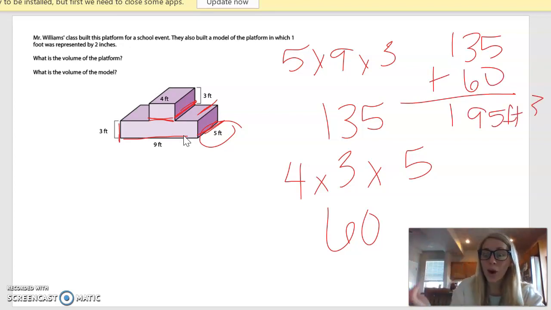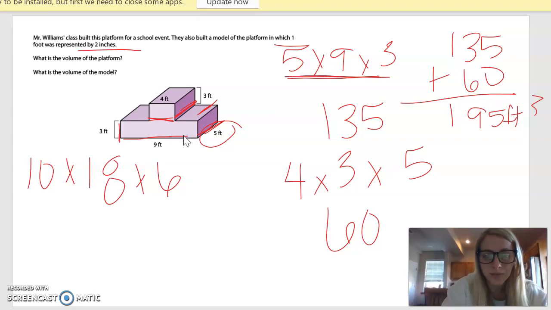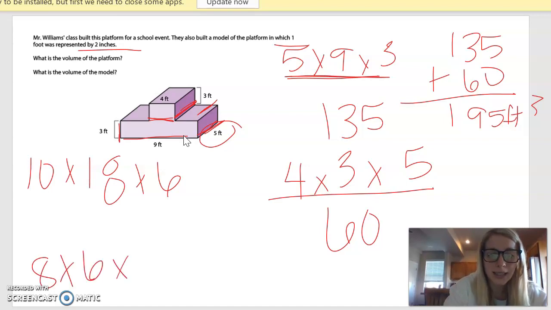But they want us to now convert it to inches, which was super confusing to me. So they said that they had 2 inches for every 1 foot. So we have to double this. I'm going from here, okay? I'm going to write it down here: 10 times 18 times 6. And then going from here, I'm going to write it down here: 8 times 6 times 10. Okay, so 8 times 6 is 48, times 10, that's 480.